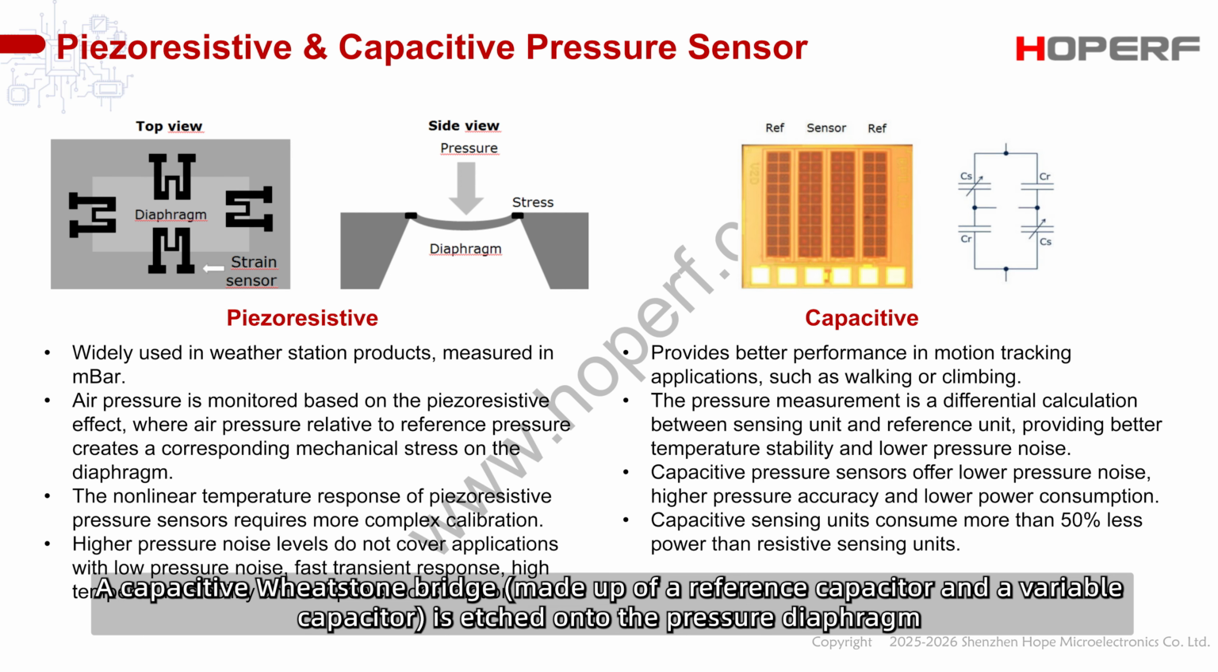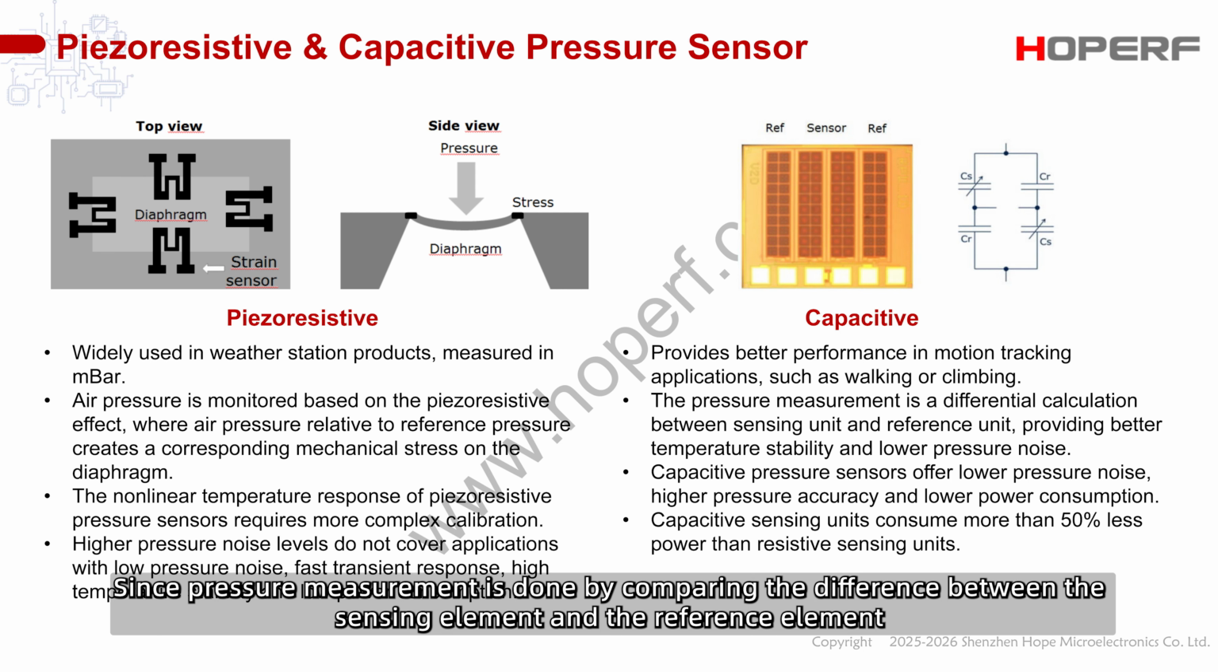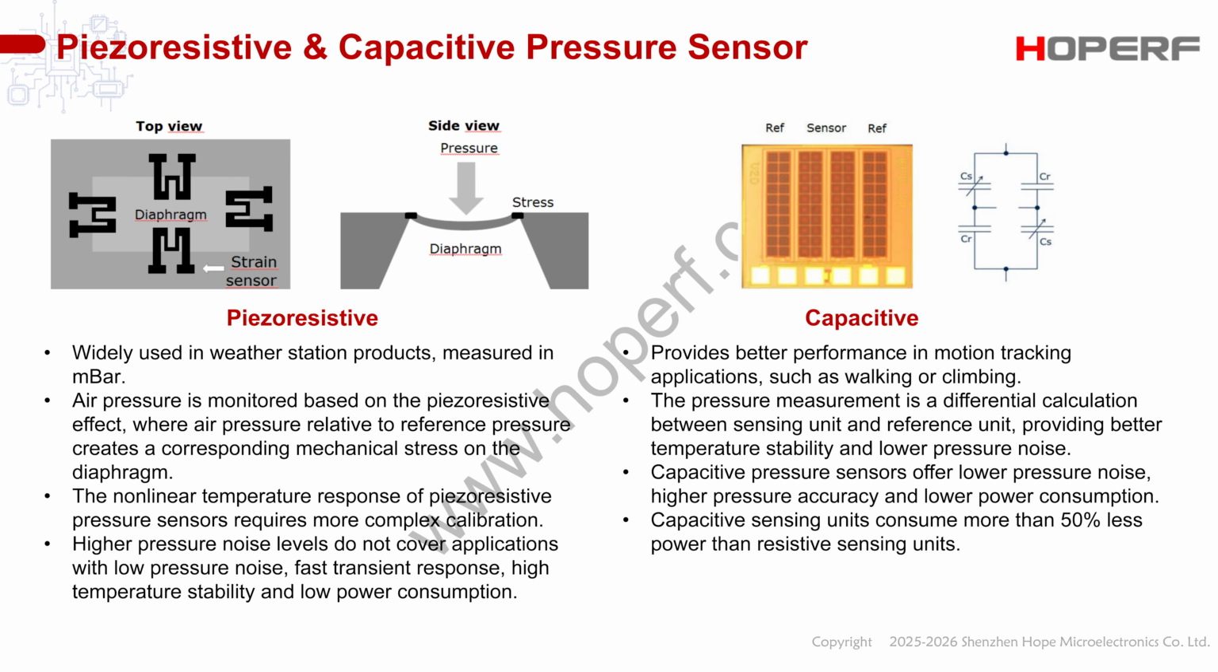Capacitive type. A capacitive Wheatstone bridge made up of a reference capacitor and a variable capacitor is etched onto the pressure diaphragm. When the diaphragm is deformed by external pressure, the output signal from the bridge changes. Since pressure measurement is done by comparing the difference between the sensing element and the reference element, capacitive pressure sensors offer better temperature stability and lower pressure noise.